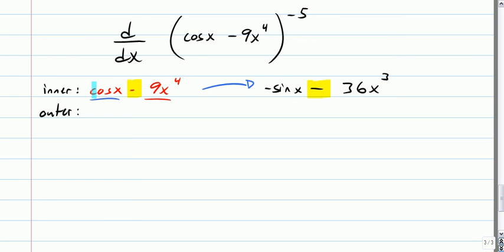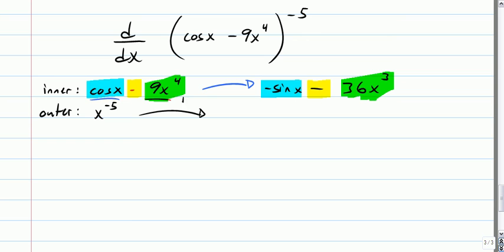So the derivative of this blue is here, and the derivative of this green is here. So we have the derivative of the inner. A little ahead of myself. Now let's do the outer function, which is x to the -5. It's the derivative of that. Okay, march the -5 out front, so -5x to the -6.